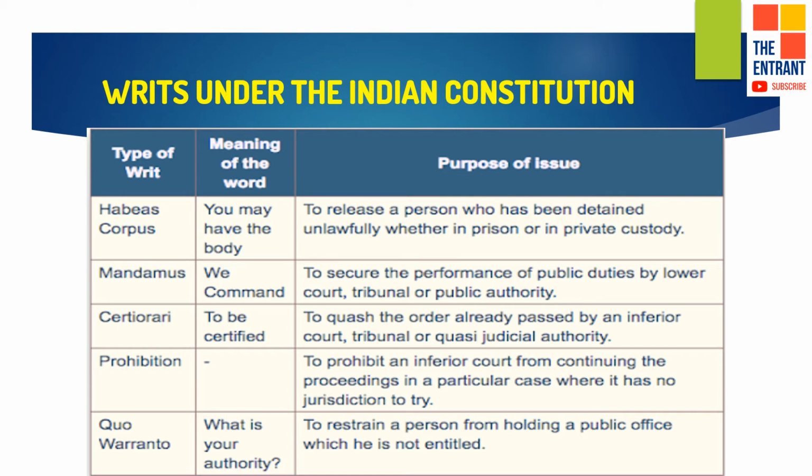By what authority? If the court finds that a person is holding office but is not entitled to hold that office, it issues a writ of quo warranto to restrict that person from acting as an office holder. Number 5, certiorari, to be fully informed of. The court orders a lower court or another authority to transfer a matter pending before it to the higher courts.